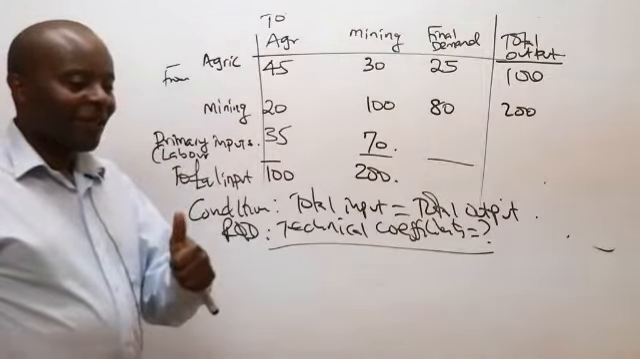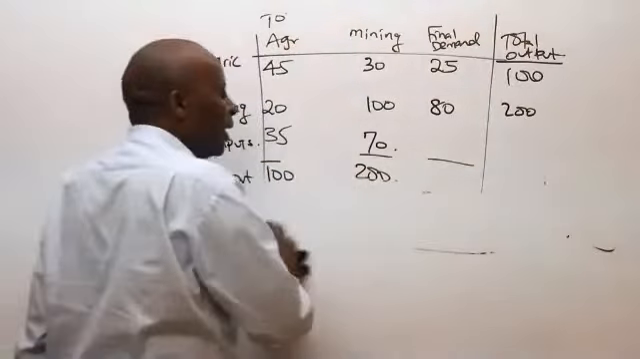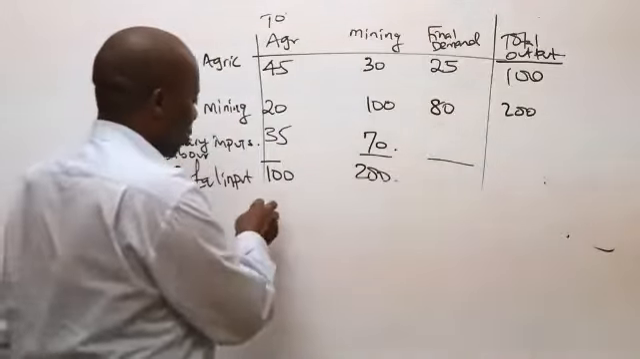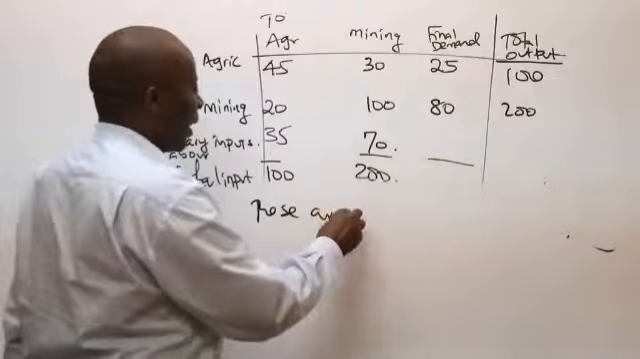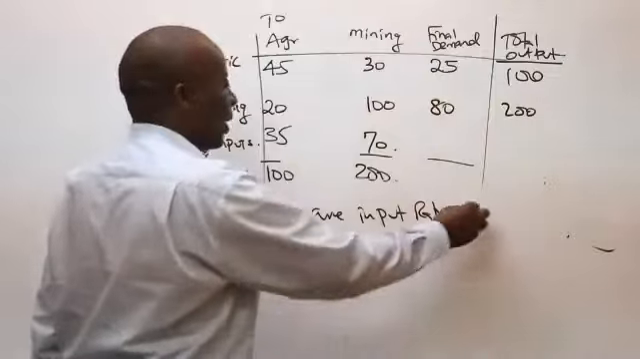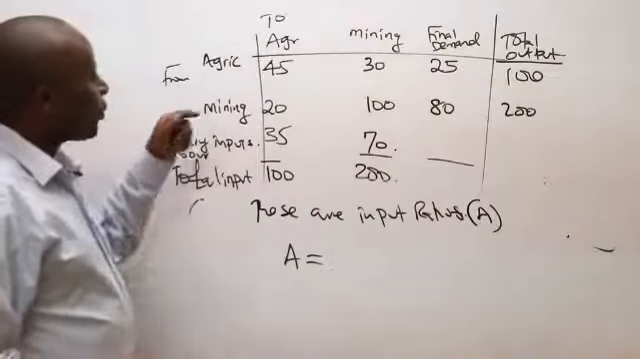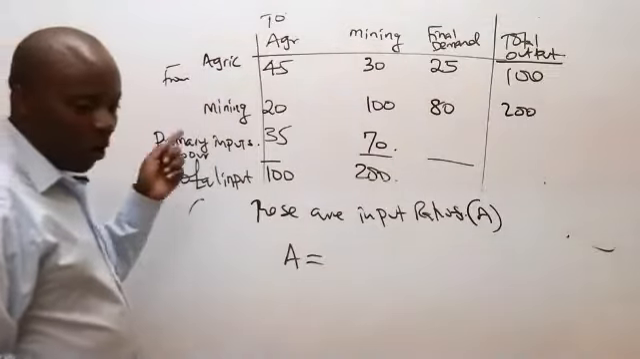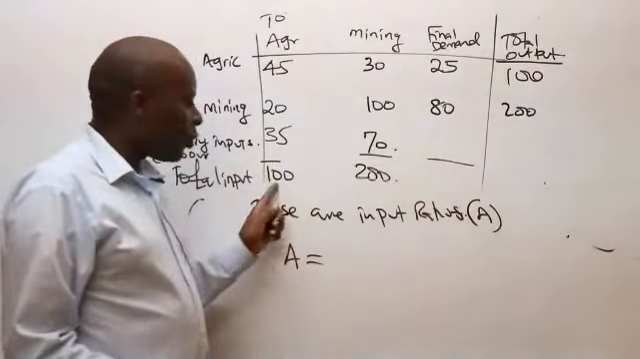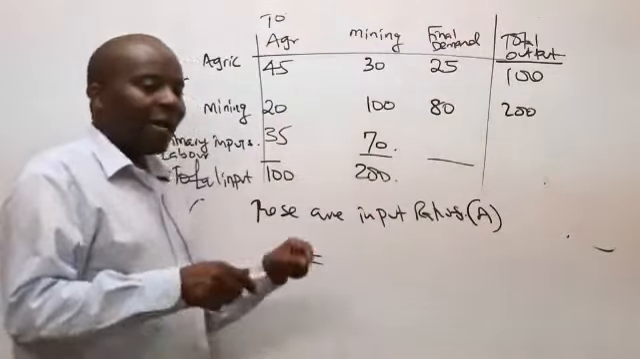Yes, thank you very much. So technical coefficients are basically the input ratios. Tell us there that these are the input ratios. We normally call them A. And for us to get A, because I've got two sectors, I only need to go to my columns. Remember, we must first of all start by planting and then we harvest.